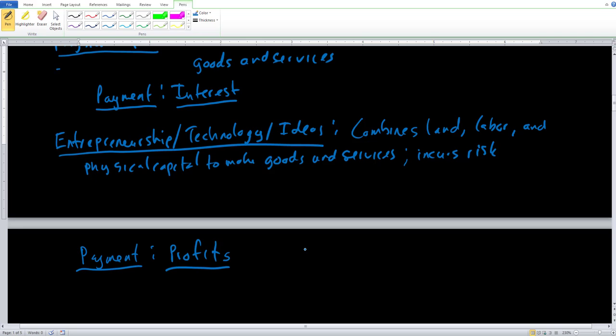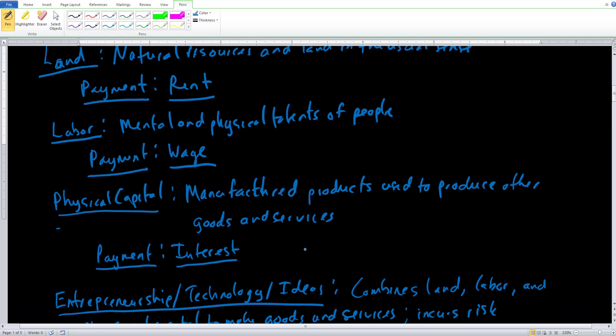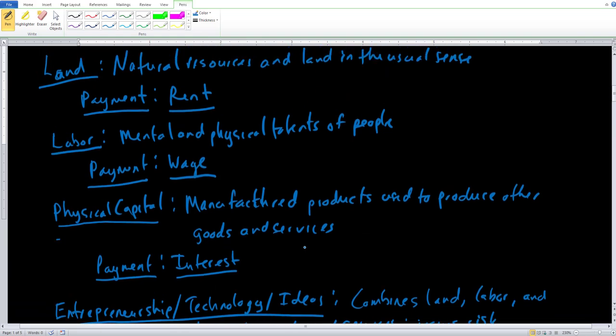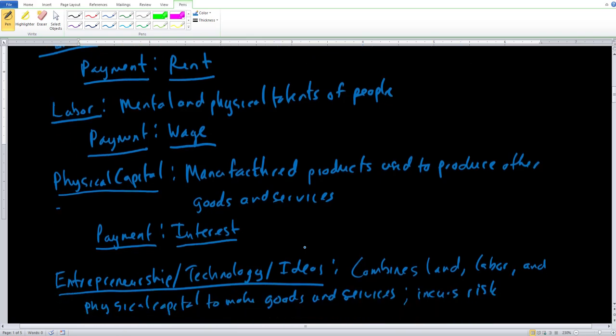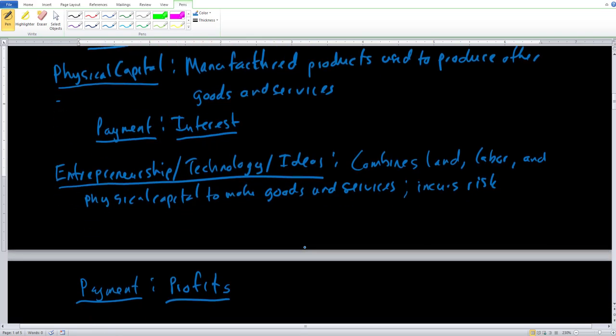So here we have the idea of these four factors of production. We have land, labor, physical capital, and this concept of entrepreneurship, technology, ideas, and each of them is going to be paid a specific payment. So land is going to be paid rent, labor is going to be paid wages, physical capital is going to be paid interest, and entrepreneurship, technology, ideas are going to be paid some type of profits. So here you have a better idea of the four factors of production, and we're going to see exactly how the right mixture of these resources right here is going to be placed into some type of production process in order to bring the good or service that we as citizens or consumers desire in the marketplace in the next video.